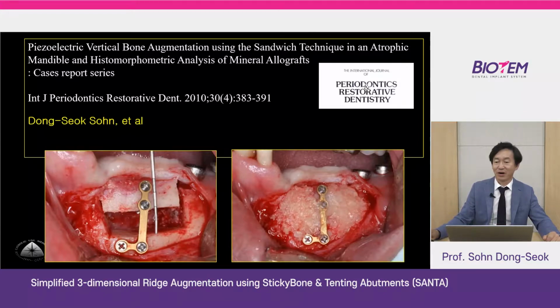If you want to get pure vertical augmentation, I like to recommend the sandwich technique with the interpositional bone graft. Once upon a time, I was a big fan of this technique, but I don't use this technique anymore because I could not place the implants at the same time. This technique has no effect on horizontal augmentation, but this is the vertical block bone graft, not particulate bone graft. So marginal bone loss is very, very minimal over time.